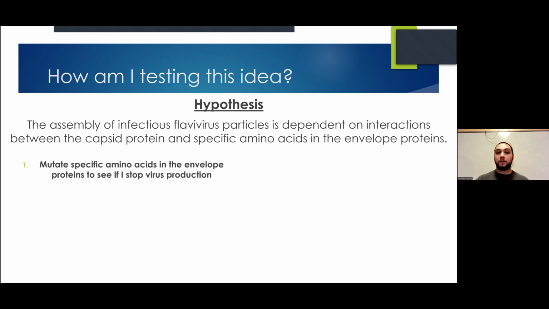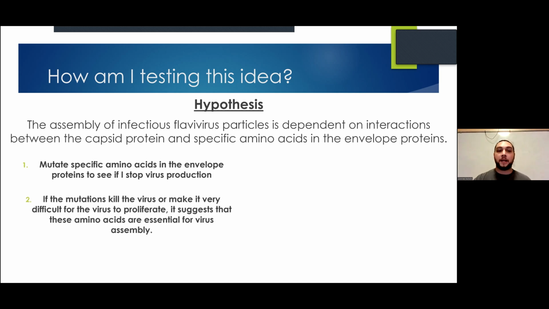So what I'm doing is I'm mutating specific amino acids in the envelope proteins to see if I stop virus production. I am then looking to see if these mutations kill the virus or make it very difficult for the virus to proliferate. This would suggest that these amino acids are essential for virus assembly.